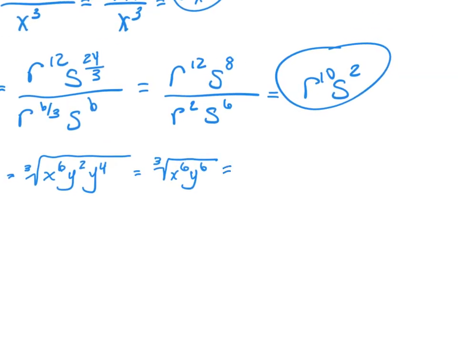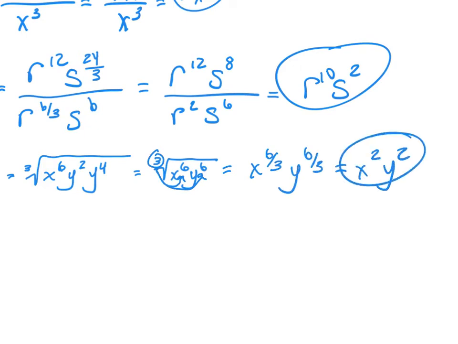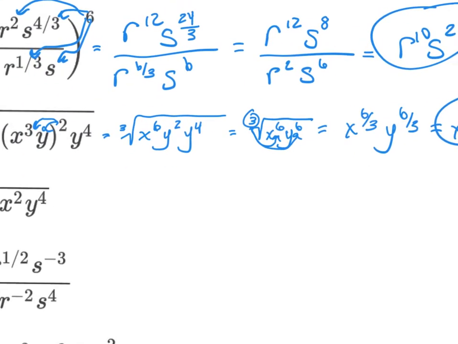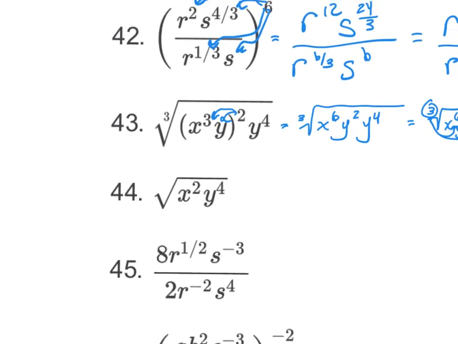This is the same thing as saying, if I bring this denominator over here, I have x to the 6 over 3, y to the 6 over 3, which would be x squared, y squared. You could also write out your x's and y's underneath and take out groups if you wanted to.